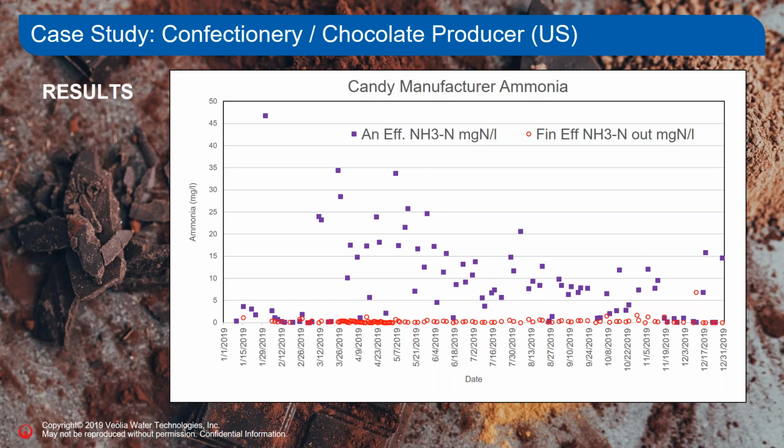Similarly to the Michigan case, we only had to provide nitrification for this particular client. And similarly to the Michigan case study, we have a high variability of ammonia load coming in and reliably no ammonia on the effluent.